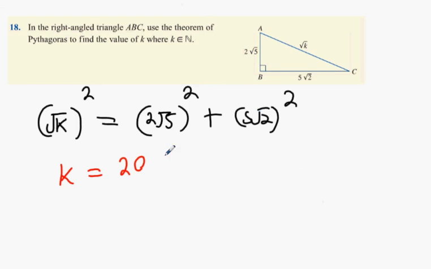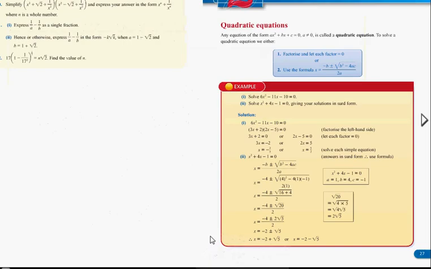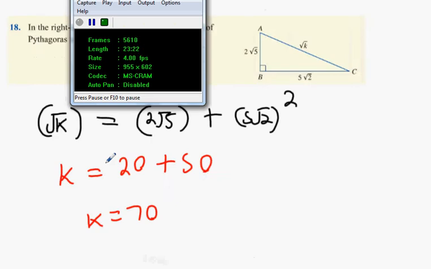What about the other one? 5 root 2 squared. You say 50? Come on, 50. Now, k equals 20 plus 50, which is 70. There you go. And we are done with this exercise, more or less. Okay.